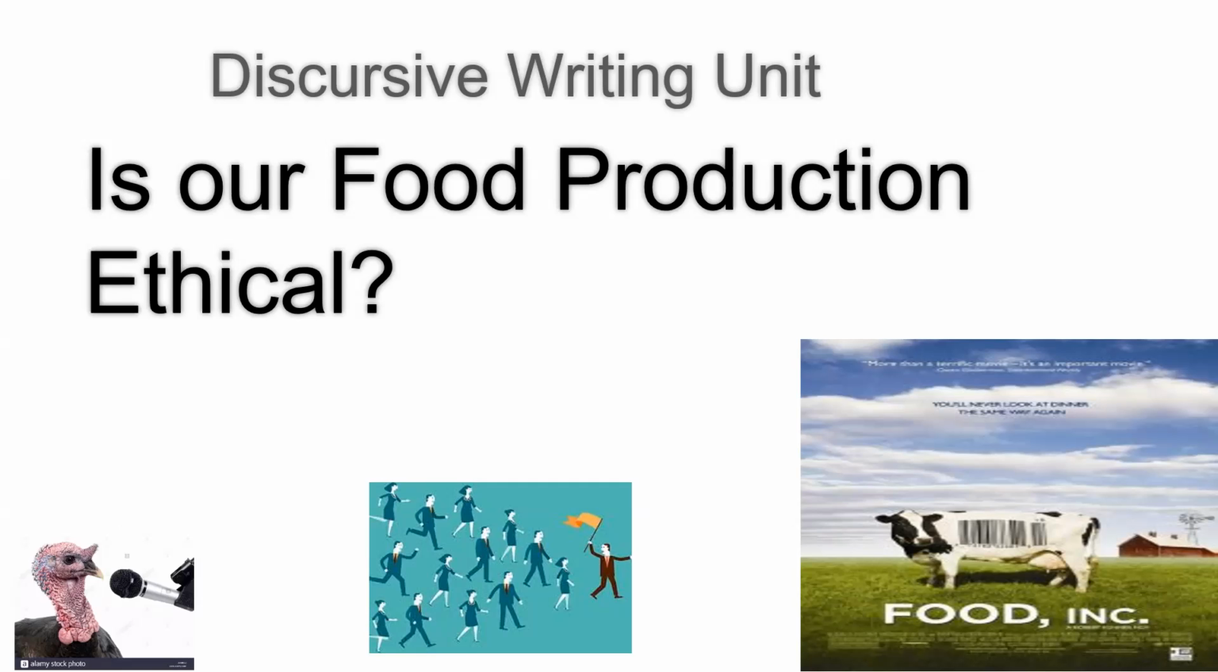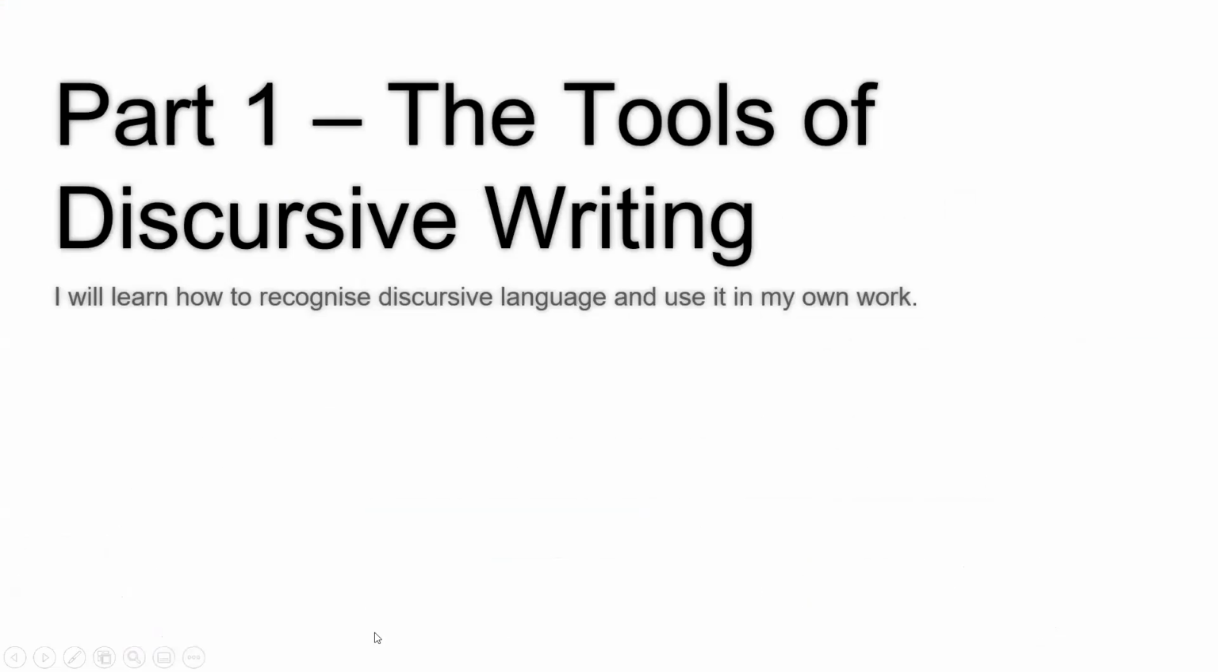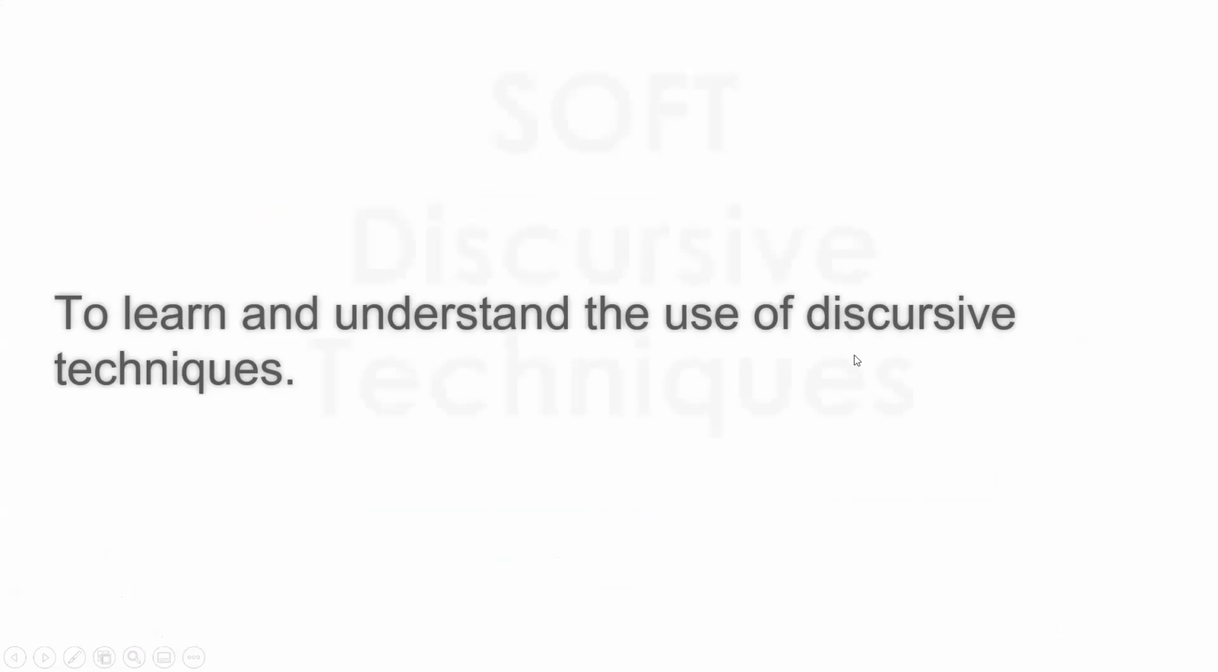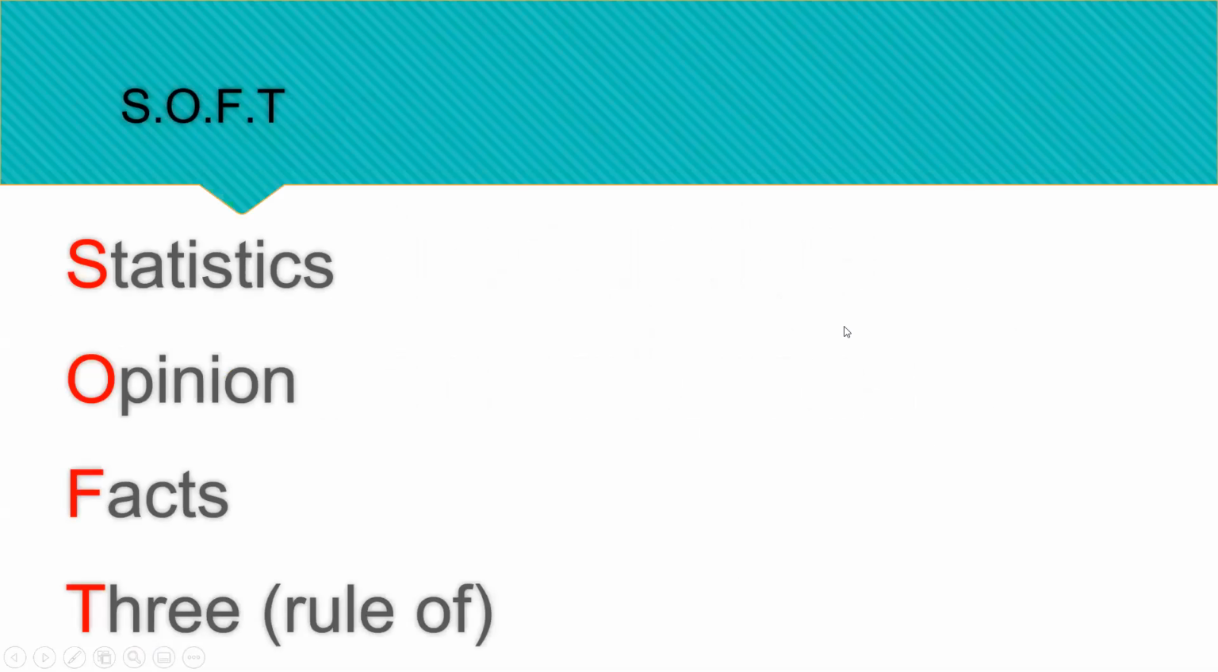So I'm just going to remind you of the work that we did in the discursive writing unit. If you remember, the first thing we did was we defined what discursive writing is. It's a discussion. So for discursive writing, you show both sides of an issue. Our aim is to learn and understand the use of discursive techniques. And the techniques that I want you to focus on are statistics, opinion, facts, and the rule of 3. SOFT is just a nice, easy way to remember that. These are not all of the techniques that you would use in an essay, but these are the ones that we're focusing on because it's a good idea to build up how to use them before we add new ones.